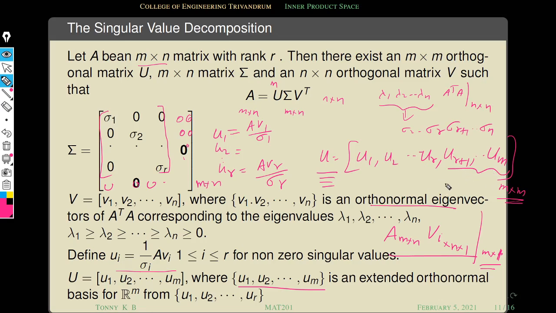If R is less than m, we have to introduce extra vectors in such a way that the new set U1, U2 etc. U M is an orthonormal basis for R m. That's why we write like this, where U1, U2 etc. U M is an extended orthonormal basis from this U1, U2 up to U R. Okay, so this is the procedure.